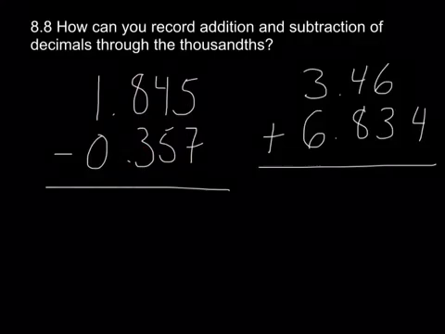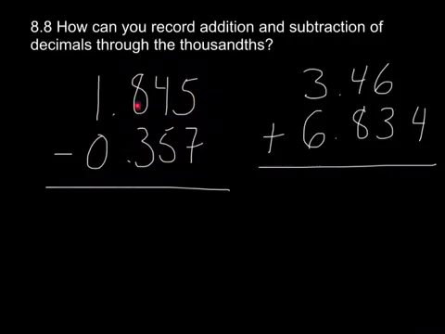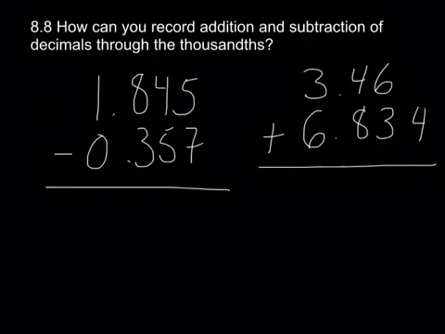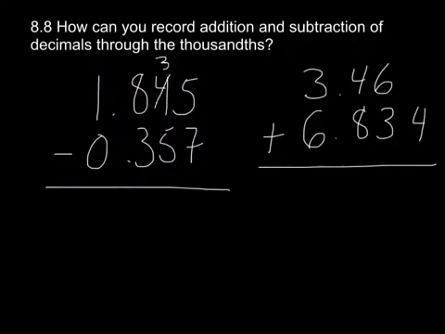You'll notice that I have 1.845 on top, and that is because 1 is bigger than 0. This number is the bigger number, so it's going to go on top. Let's go ahead and do our subtraction. I cannot take away 7 from 5, so I have to borrow. 15 take away 7 is 8. I can't take away 5 from 3. I'm going to borrow again.